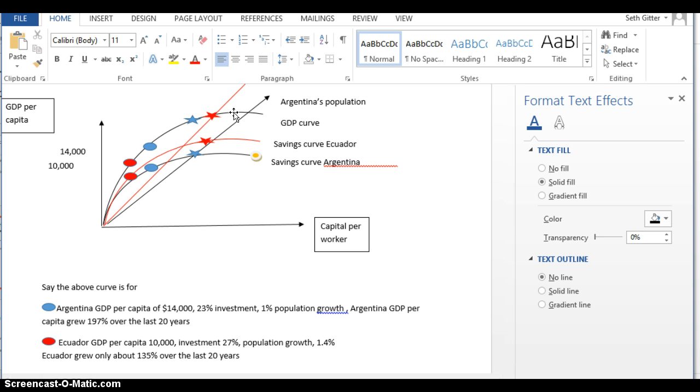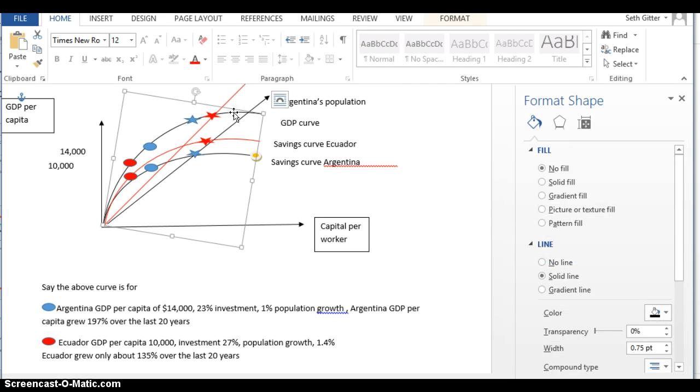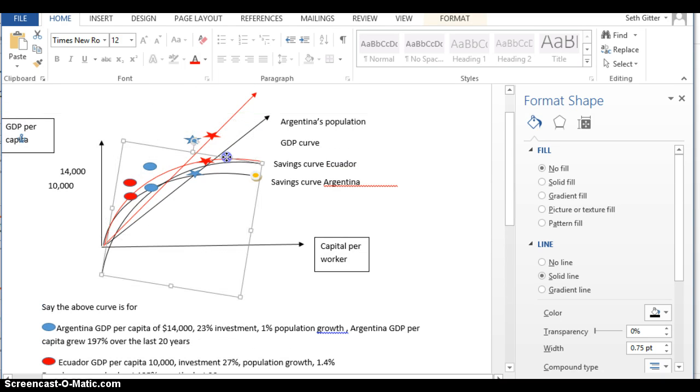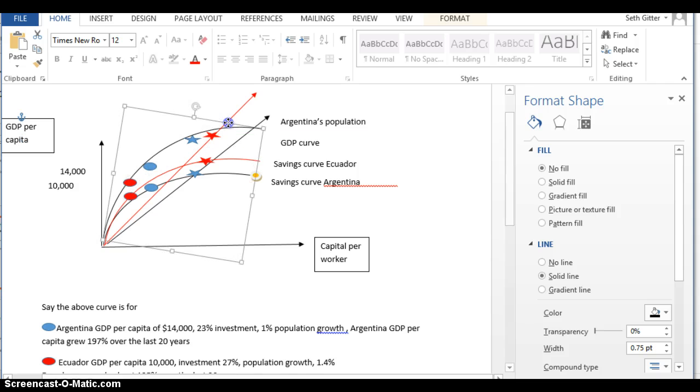I know both Ecuador and Argentina probably have bad governance, but there's some indication that Ecuador might have slightly worse governance. It's possible that because of productivity, Ecuador is on a different GDP per capita curve. Let's draw that.